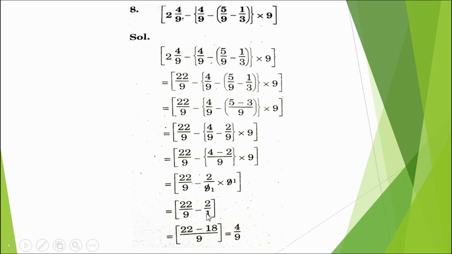Now we multiply 22 over 9 minus 2 over 9 multiply 9. Now 22 over 9 minus 2 over 1. 9 ones are 9, 1 nines are 9, 9 twos are 18. Minus 18 from 22, answer will be 4 over 9.